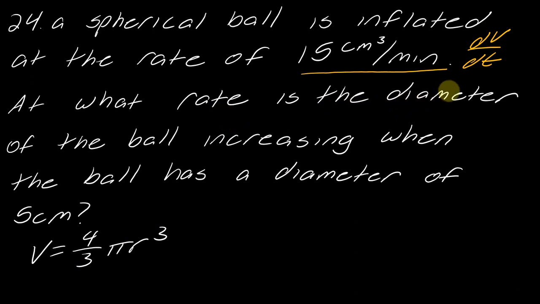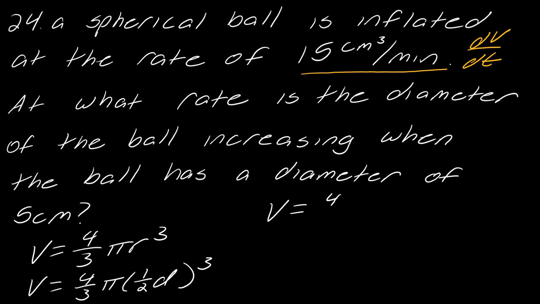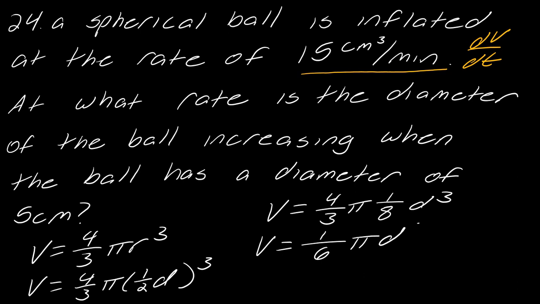And then it says, at what rate is the diameter of the ball increasing? Okay, so that's interesting because this is the typical formula for the volume of a sphere. So now we're going to want to change the way that we're thinking about this. If I wanted to write the radius as a diameter, that'll be V equals 4 over 3 pi times 1/2 d cubed, right? Let me simplify that a little bit. So this is V equals 4 over 3 pi times 1 over 8 d cubed. So I can rewrite this whole formula now as 1 over 6 pi d cubed. That matters because we're talking about diameter here.